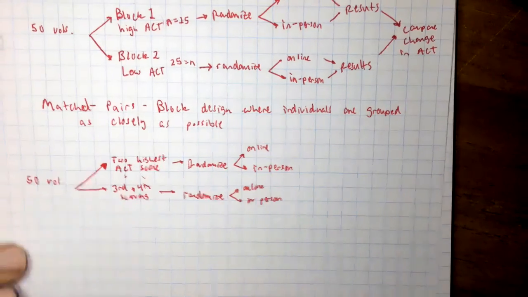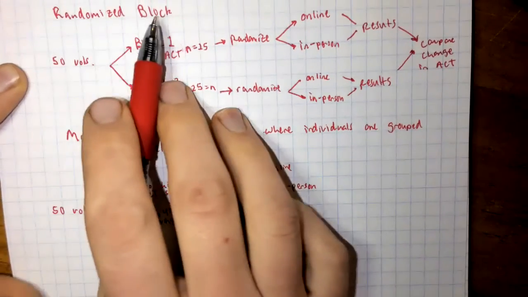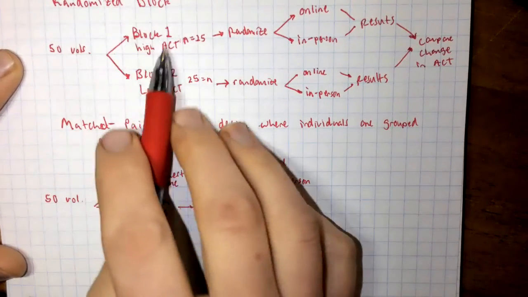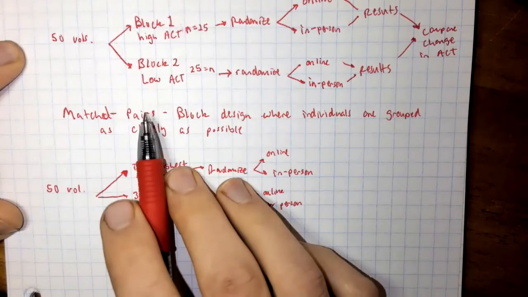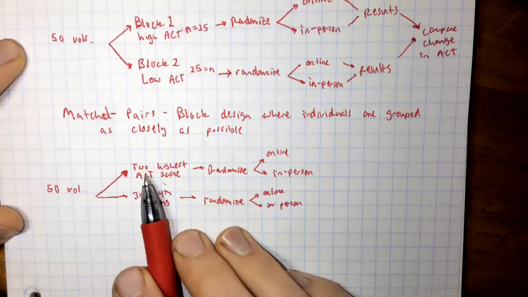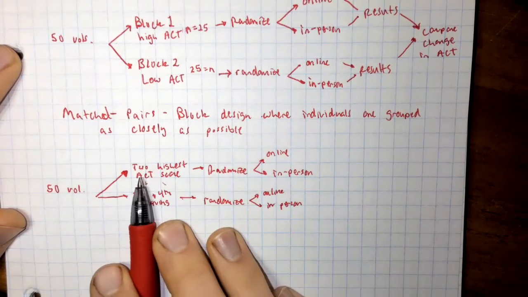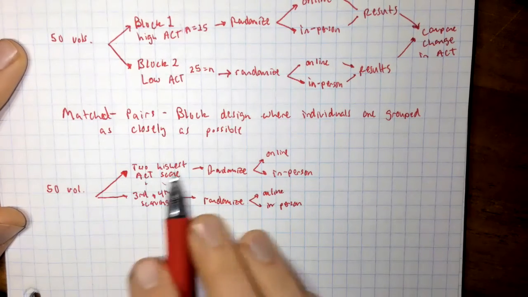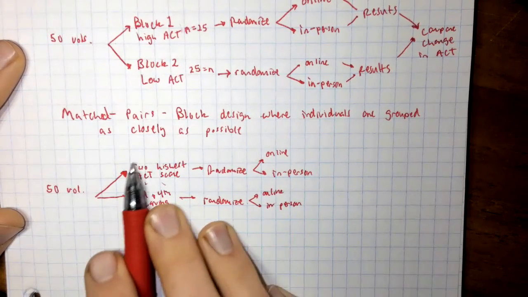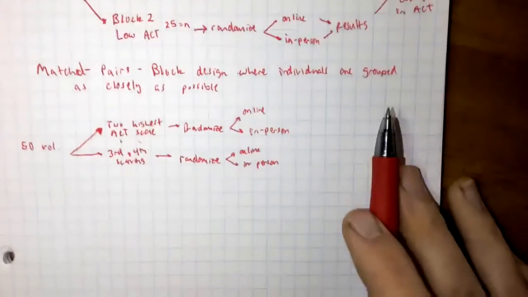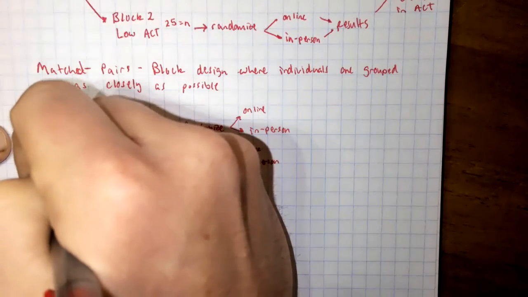That's it for these different experiment designs. We've got the randomized block, blocking based off of some common characteristic, and then matched pairs is a type of block design that is even more specific. It pairs the two students, in this case, that are as close as possible. There's one more type of matched pairs that I'll probably just talk about in class.